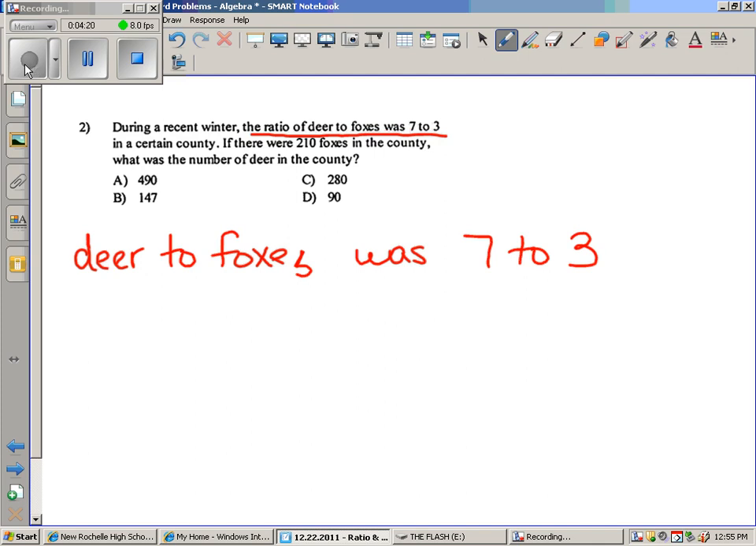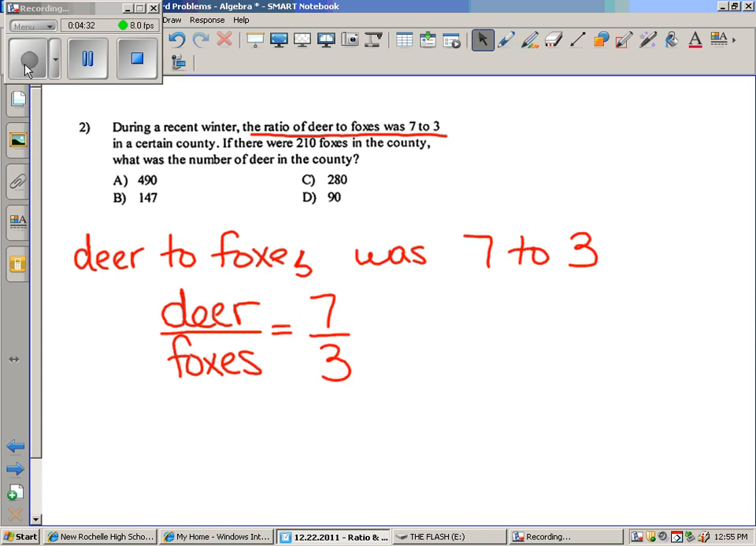You know what that means? That means that you can create a proportion that looks like this. Deer to foxes equals 7 to 3. Here's my question to you. Does this mean that there were 7 deer and 3 foxes? No. Tell me, what does it mean? There were 7 deer for every 3 foxes, so we could have had 70 deer. If we had 70 deer, how many foxes did we have? 30.